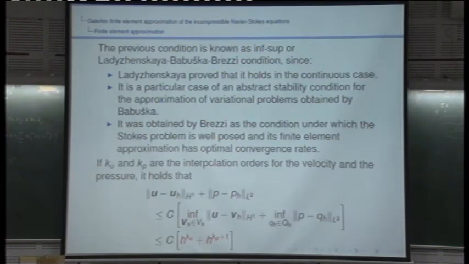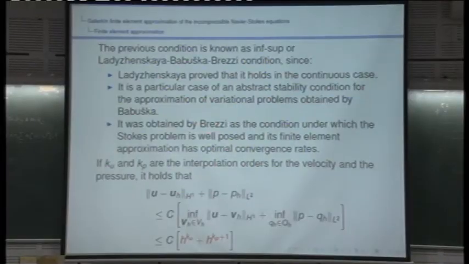And that's exactly what I said before, so it's the same as for the Stokes problem, nothing new. So that condition is known as the inf-sup or Ladyzhenskaya-Babuška-Brezzi condition, since Ladyzhenskaya proved that in the continuous case. It is a particular case of an abstract stability condition that was used by Babuška. Let me remind you that the abstract result is called the Babuška-Banach-Nečas theorem, and in fact the deep result is due to Banach.